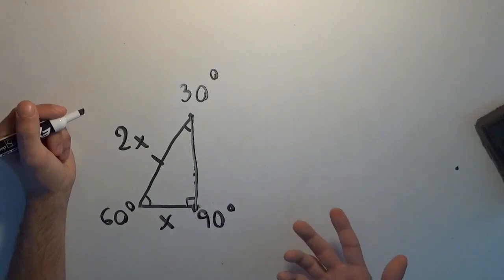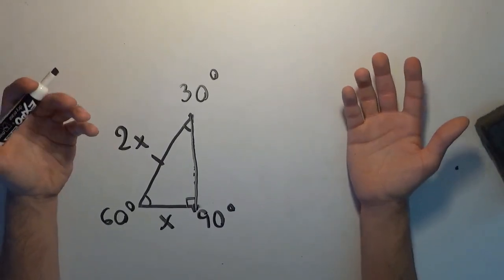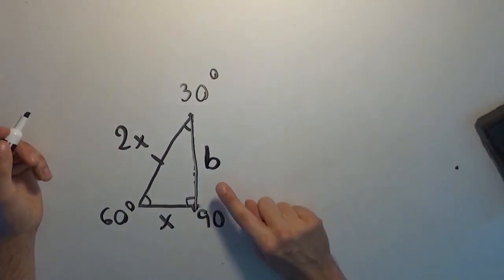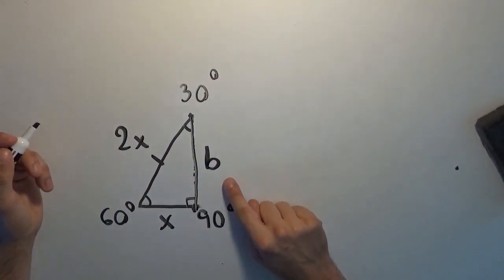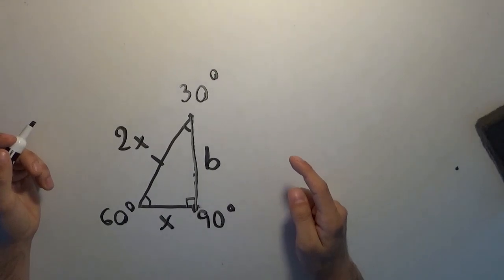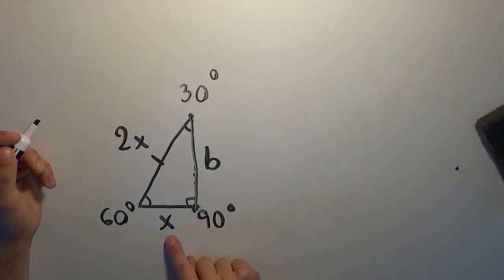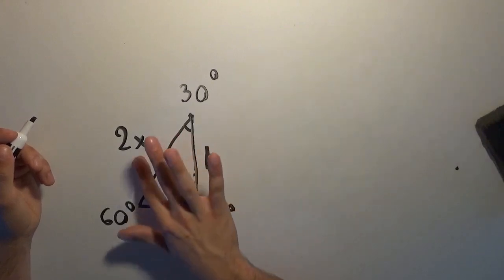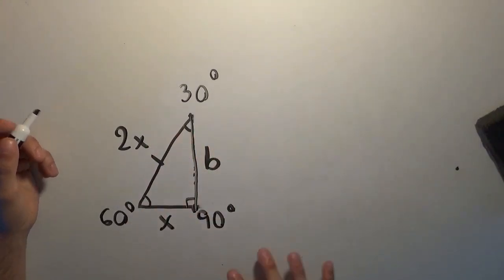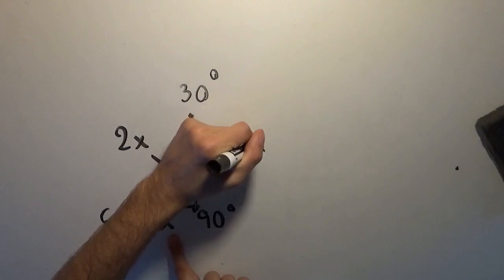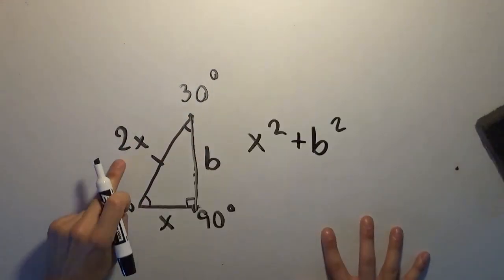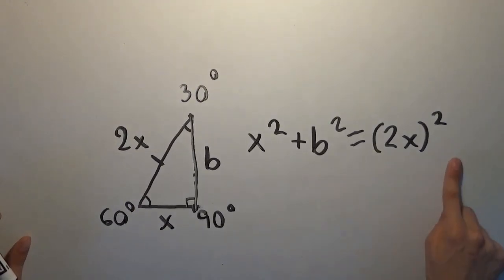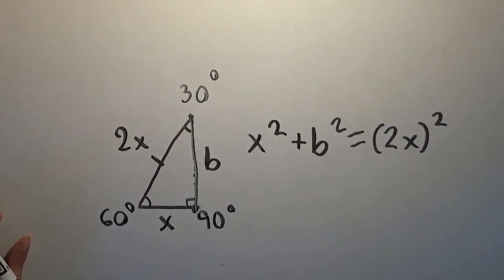Well, this shouldn't be too hard. We have the Pythagorean theorem, right? So let's call this b, just to give it a name, and we're going to solve for b in terms of x. What does the Pythagorean theorem tell us about right triangles? If we take both legs and square them, then add them together, we get the hypotenuse squared. In other words, x squared plus b squared equals (2x) squared, right? So this is our formula, and now we're going to simply solve for b in terms of x.